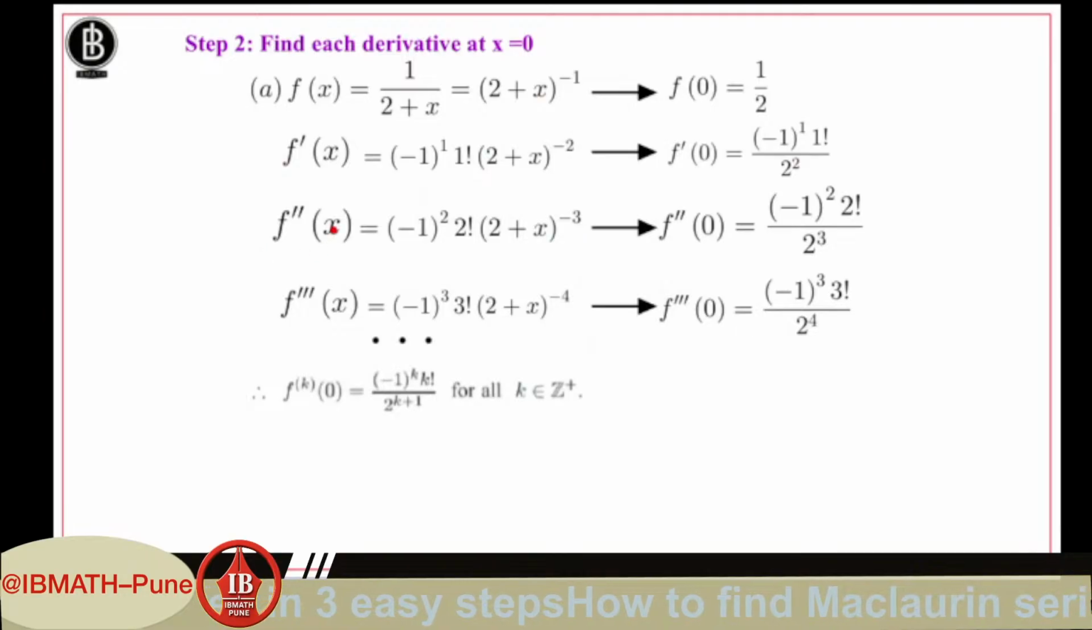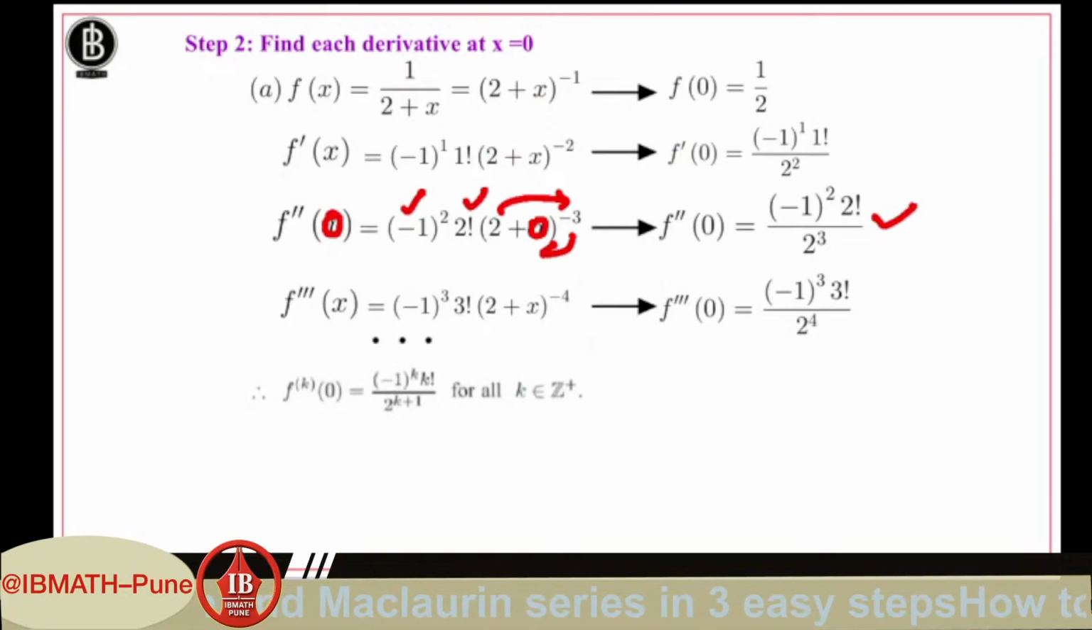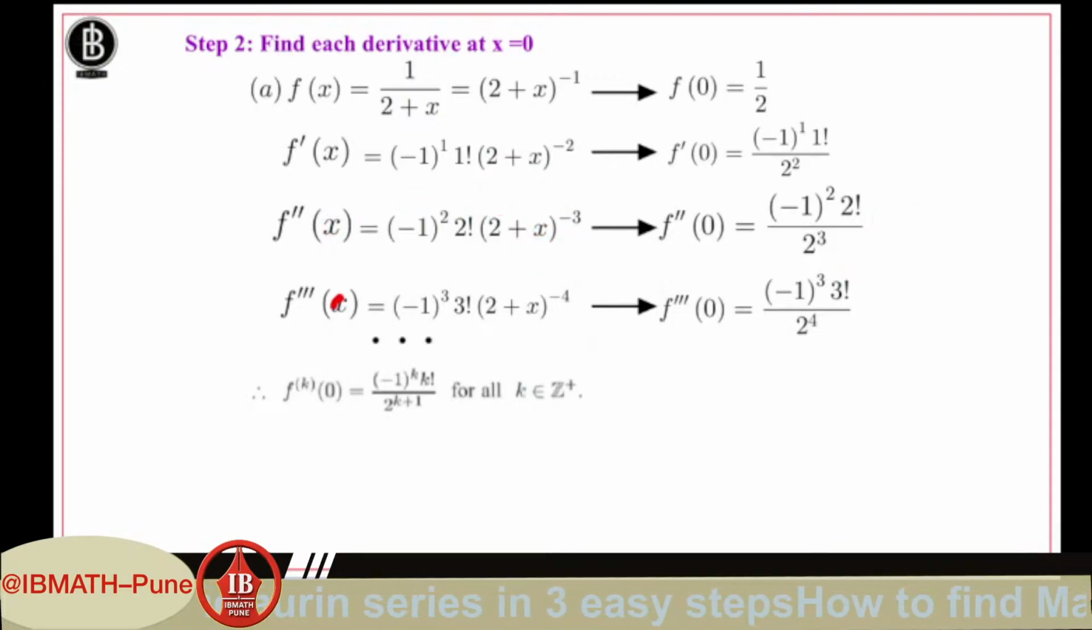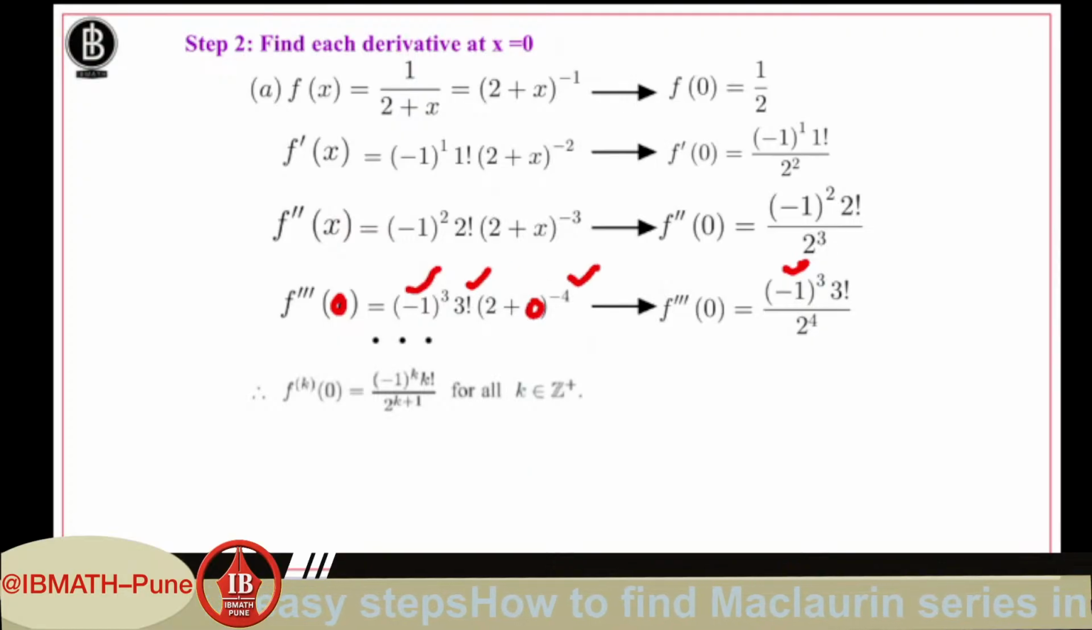Then for the second order derivative, I'll replace x by 0 here, and I'll get all this. I hope you understand. Minus 1 to the power 2, 2 factorial, and 2 to the power negative 3 will go in the denominator, 2 cube. Then the third order derivative at 0: I get negative 1 to the power 3, 3 factorial, and 2 to the power negative 4, which will be in the denominator as 2 to the power 4.